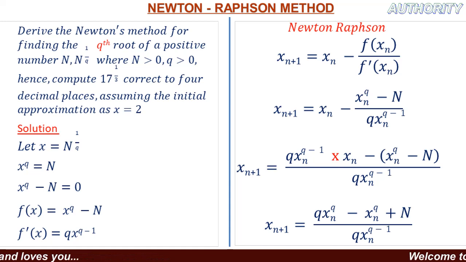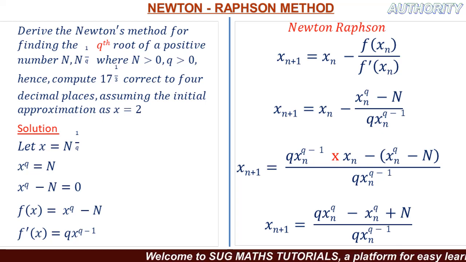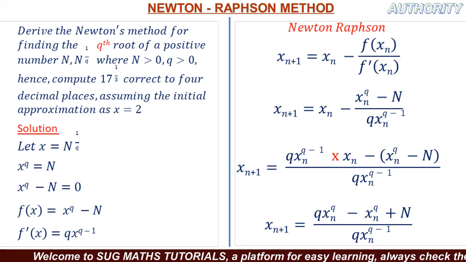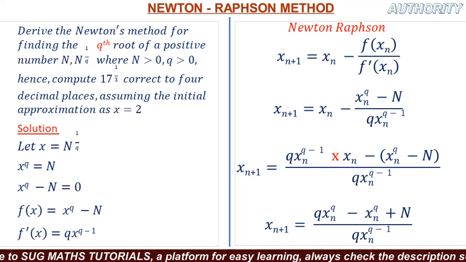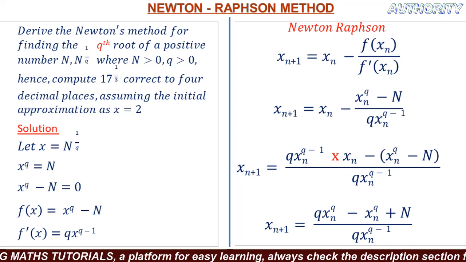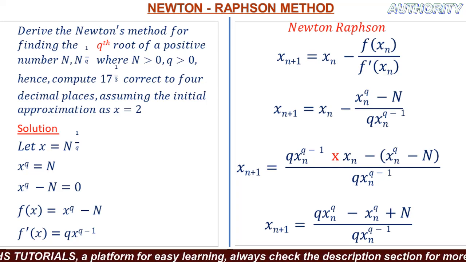So here we have used Newton-Raphson, and the equation we came out with is xn plus 1 is equal to q multiplied by xn raised to the power of q, minus xn raised to the power of q, plus n, all over q xn raised to the power of q minus 1. So this is Newton's method for finding the root of a positive number.